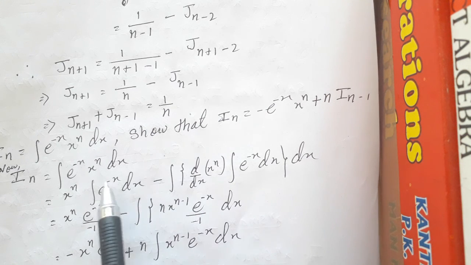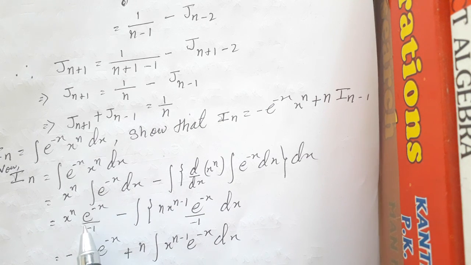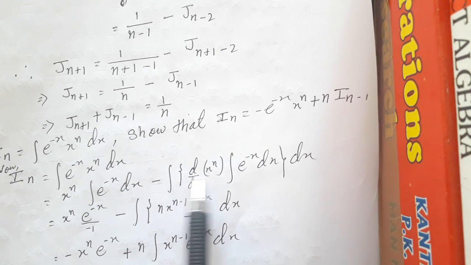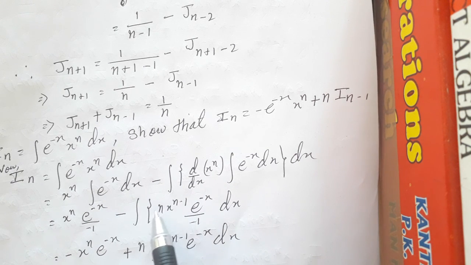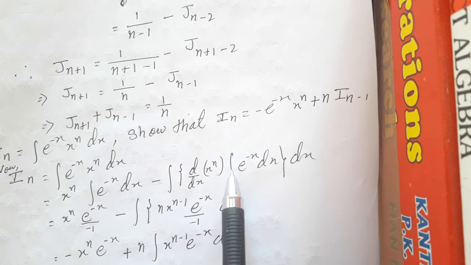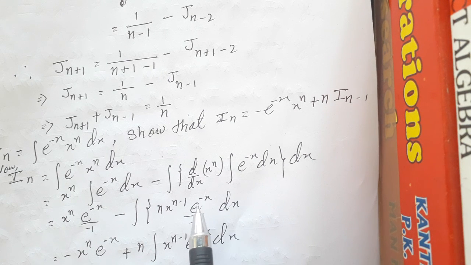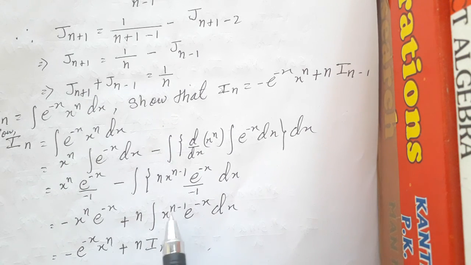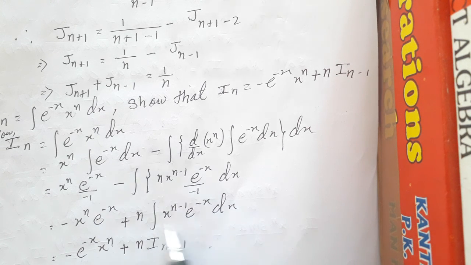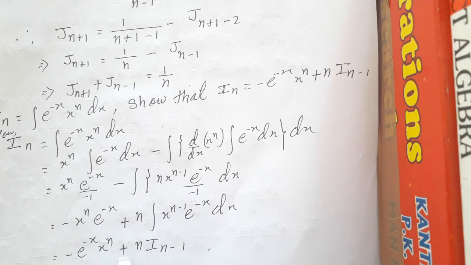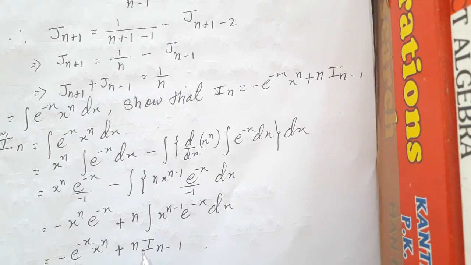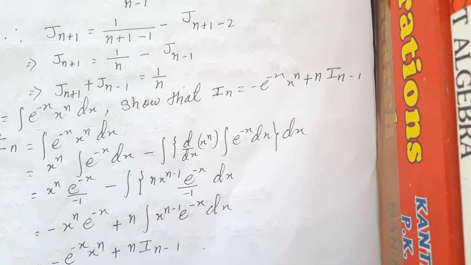If I integrate e^(-x), I get e^(-x) by minus 1, minus, and if I differentiate this, we get n x^(n-1). If I integrate this, I get e^(-x) by minus 1 dx. So minus minus, we get plus, so we have plus here. n is constant, so it comes out of the integration, so we get this. This is nothing but I_(n-1), so we get this. Hence we have proved it. We have shown that.